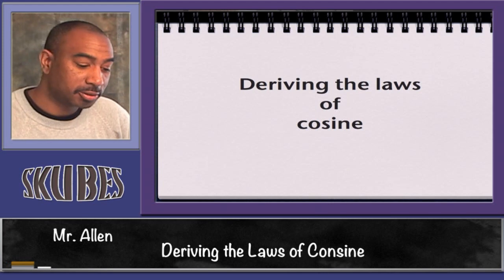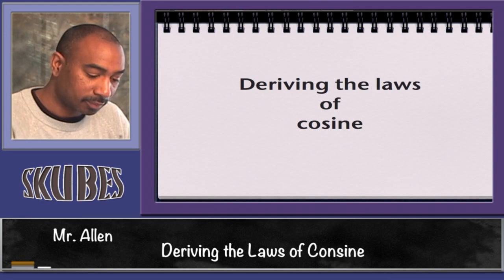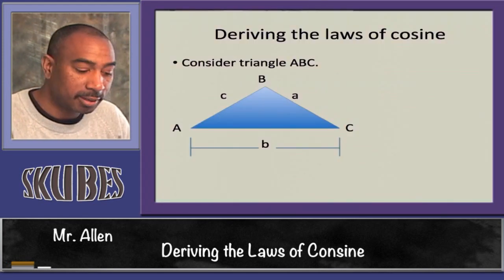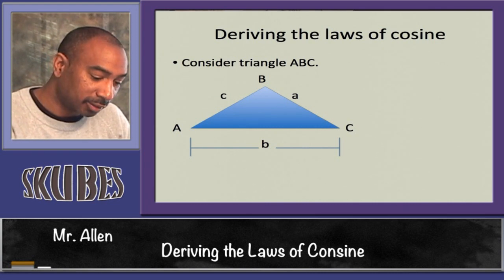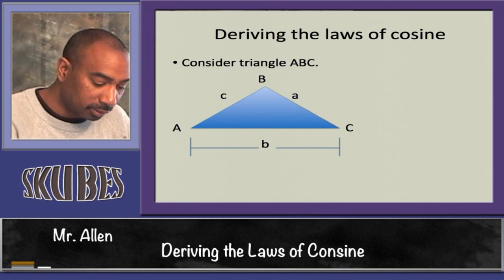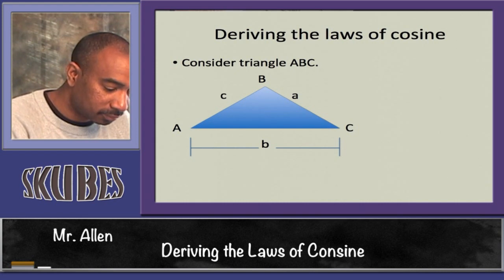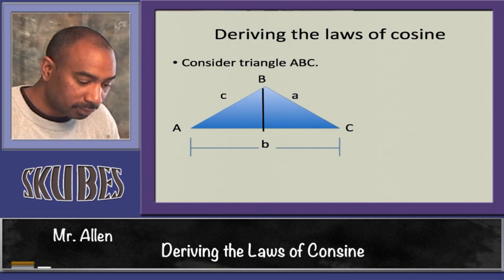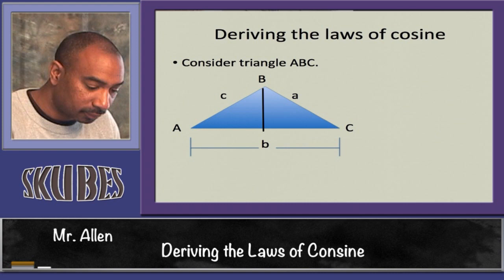All right, today's lesson, we're going to derive the law of sines and law of cosines. Consider a triangle ABC, where the length of AB is c, the length of BC is a, and the length of the base is b. I'm going to drop an altitude from angle B down to the base, and let's say it forms a right angle. So this will be my height.